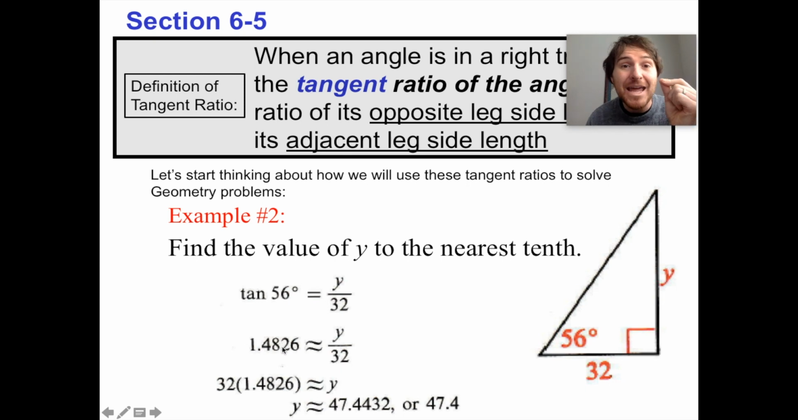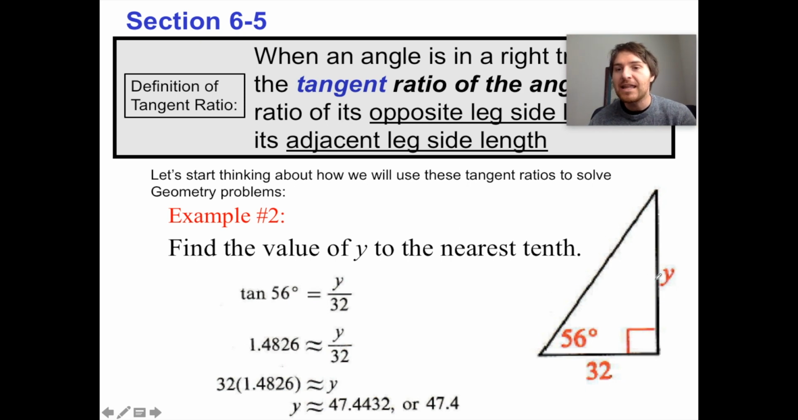Where did we get that? Page 271. You're going to be using page 271. If not, you're using that calculator that I showed you previously in the examples here. Okay, cross multiply right here: 1.4826 times 32, and then y times 1. You don't have to worry about that. We got y by itself. And there we have it, 47.44 for this side here.